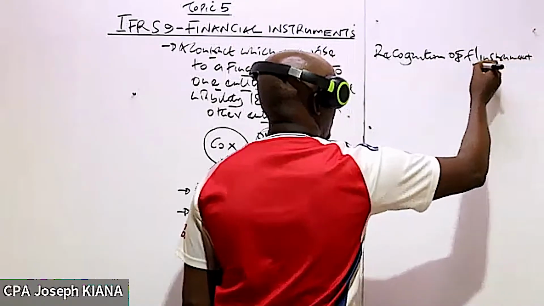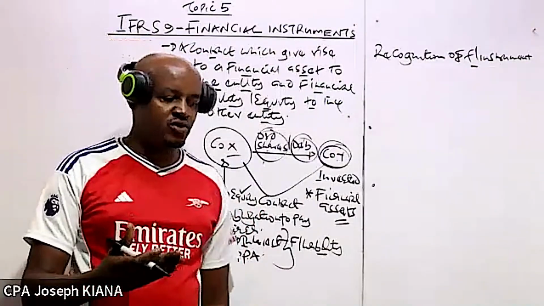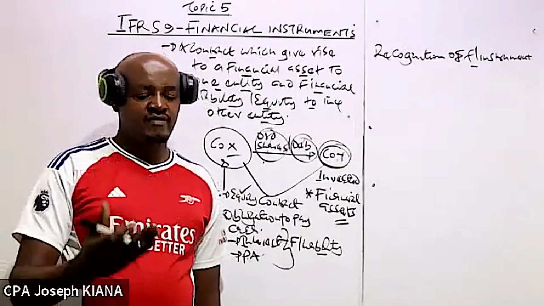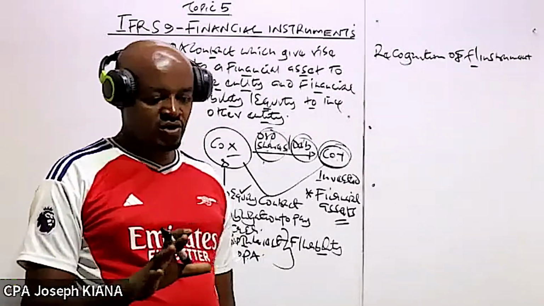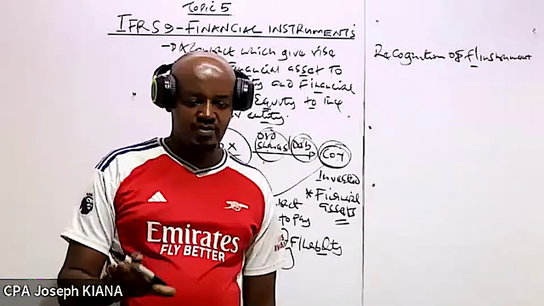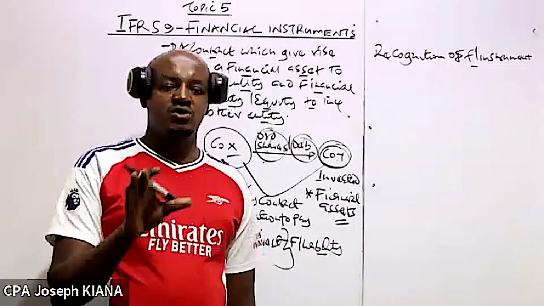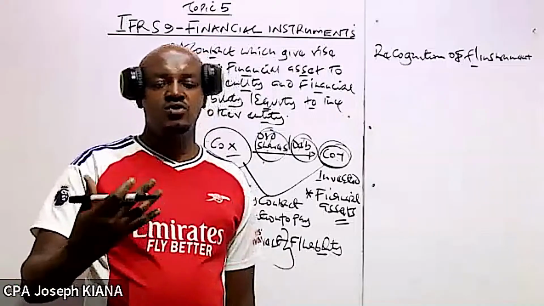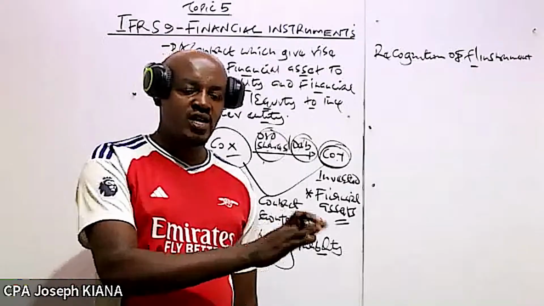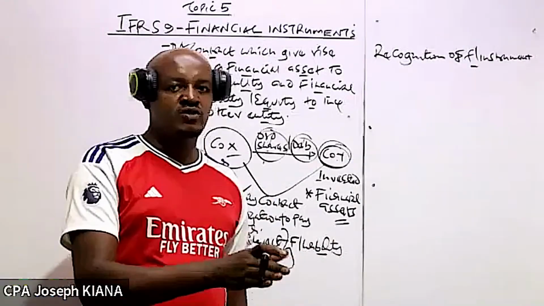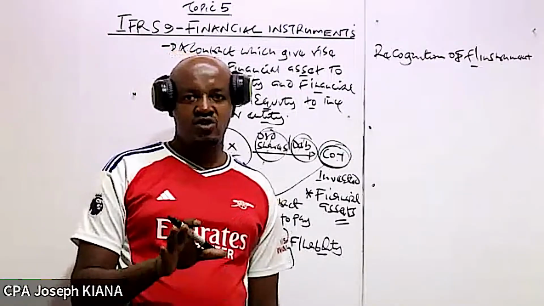Recognition of financial instruments. So in this case, what do you mean by a financial instrument? What do you mean by recognition? Recognition generally is the process through which an entity will record either an asset or a liability in its books of account, and subsequently the company recognizes it in the statement of financial position, which will be prepared at the end of the year.